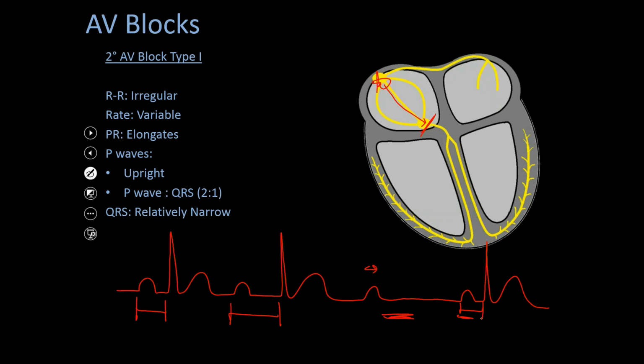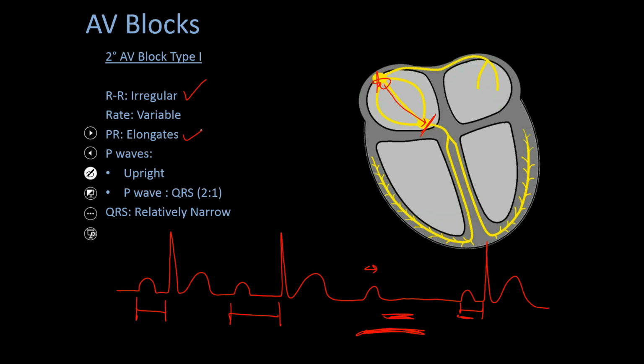So the characteristics of second degree AV block type 1, it's irregular. Where this block is present, it will always be irregular. And that's an important distinction. We'll talk about why that's so important later. But second degree AV block type 1 is irregular where the block is present. And the rate can be variable.